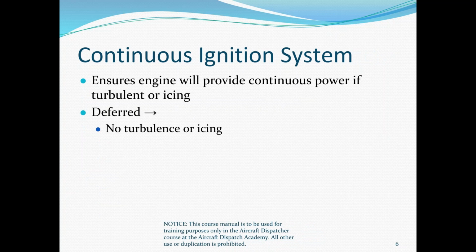So the continuous ignition switch, the big thing to this is that the engine will provide continuous ignition if it's turbulent or icing. So it's constantly firing, right? If it's deferred, we can't go into turbulence or into icing conditions. So for these, a lot of times we just don't operate.